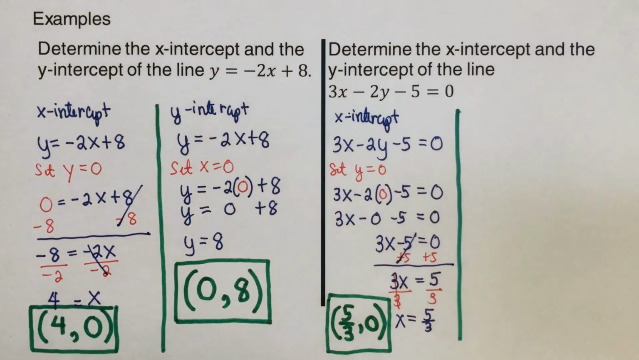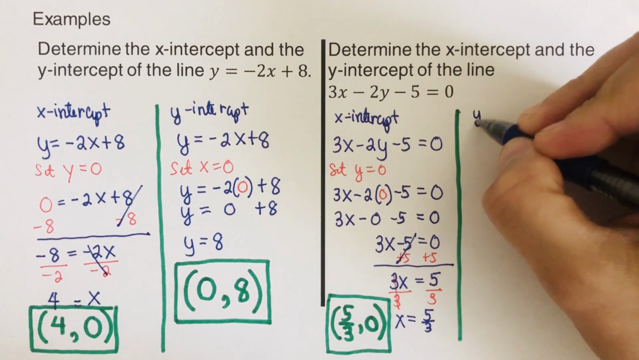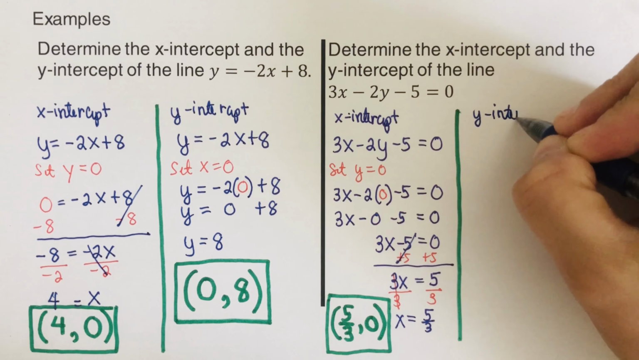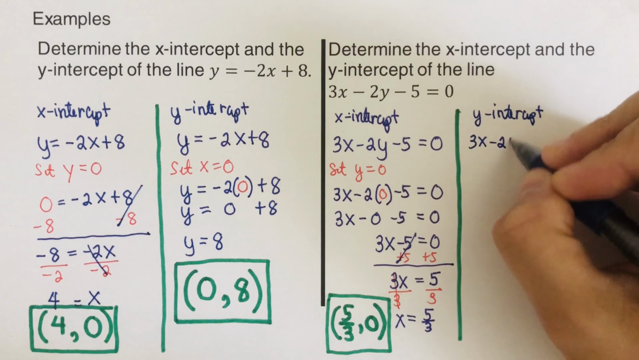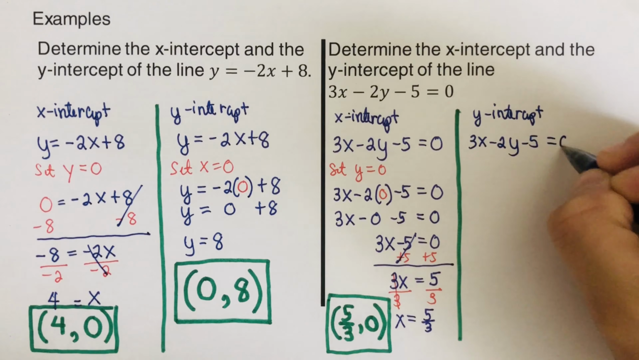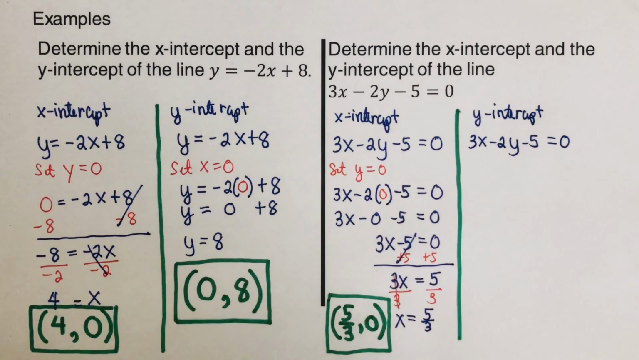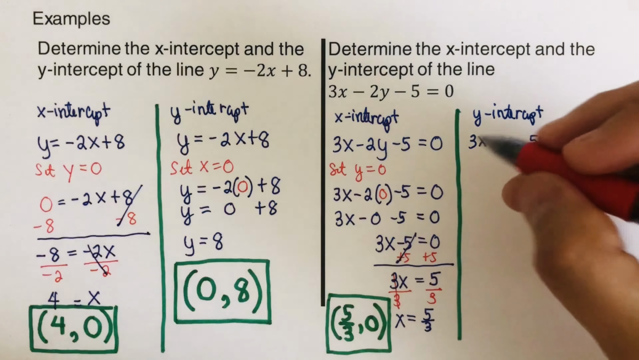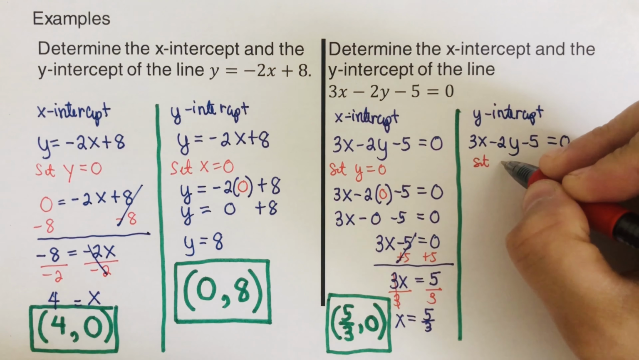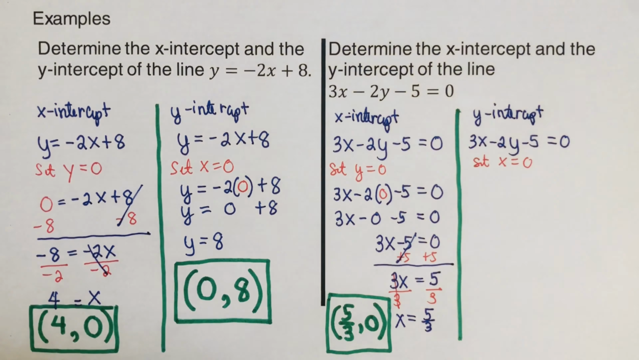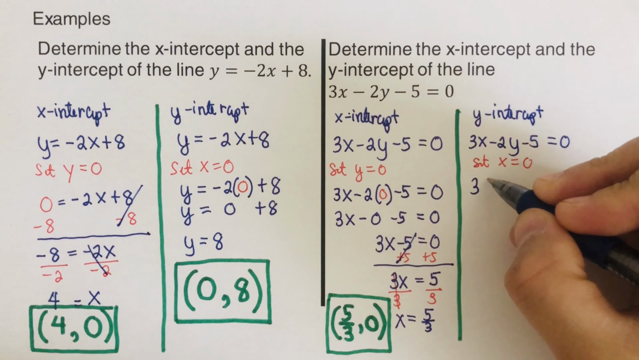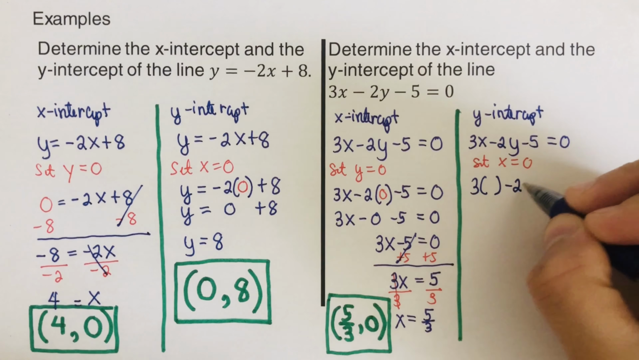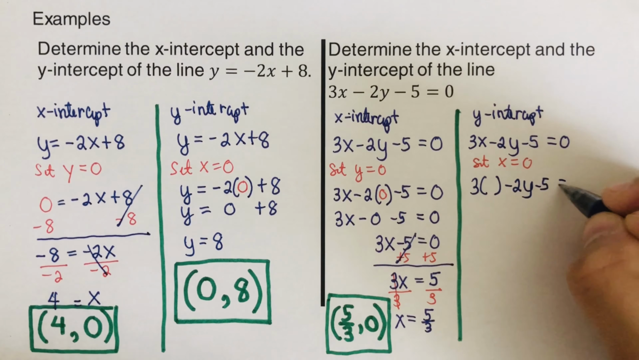To solve for the y-intercept, it's pretty much the same thing as what we did over here. So I'm going to show the work for this. That would be 3x minus 2y minus 5 equals 0. To solve for the y-intercept, we are going to set x equals 0. So then we go ahead and plug the 0 into the x. So that would be 3 parentheses minus 2y minus 5 equals 0.